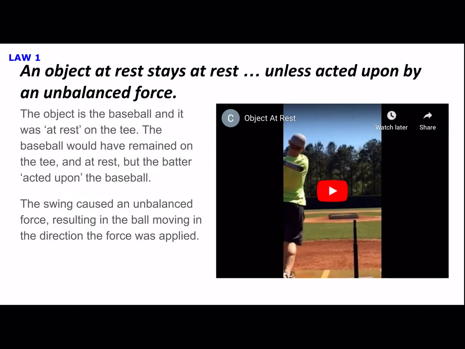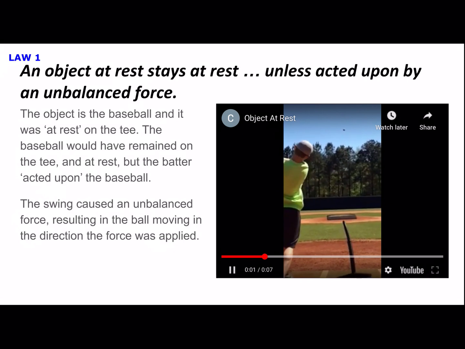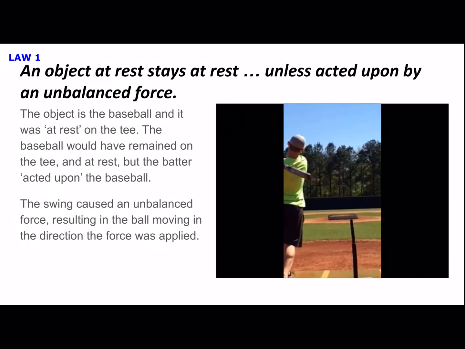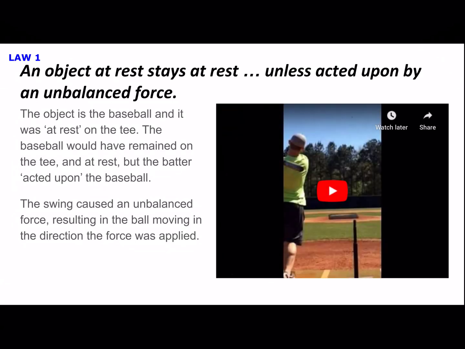All right, some other examples of an object staying at rest unless acted upon by an unbalanced force. You have a baseball sitting on a tee, and it will stay on that tee until an unbalanced force acts upon it, which in this case was the batter swinging. And notice that the ball went in the same direction that the force was applied.